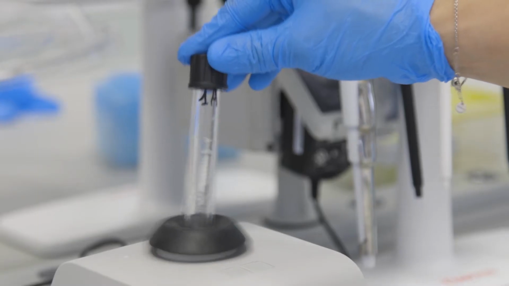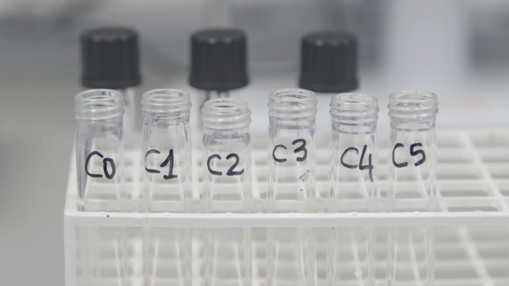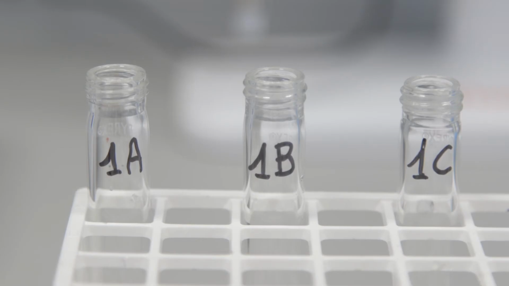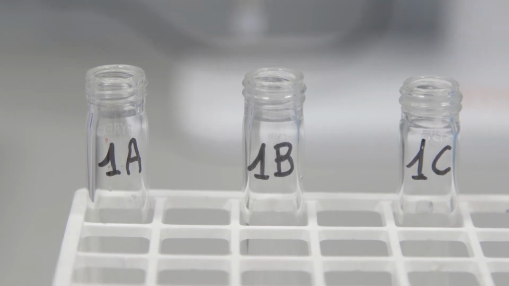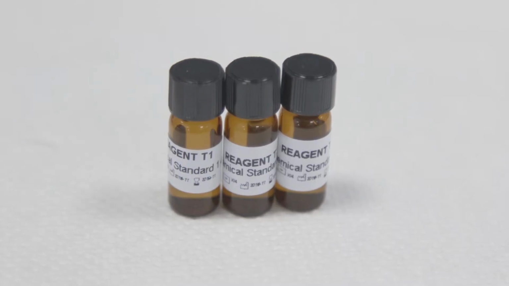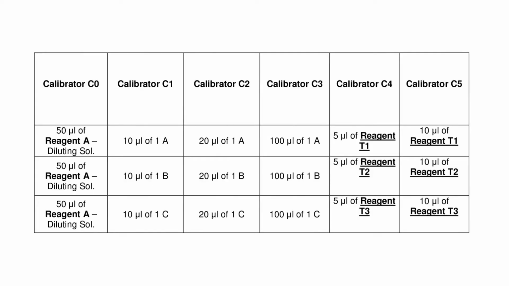We close the tubes with a cap and vortex for 1 minute. Now we prepare 6 glass tubes of 10 ml called C0, C1, C2, C3, C4, C5. We add to each tube fresh chemical standards 1A, 1B, 1C, and reagents T1, T2, T3, referencing this table.